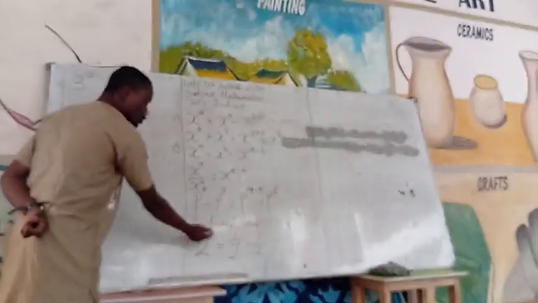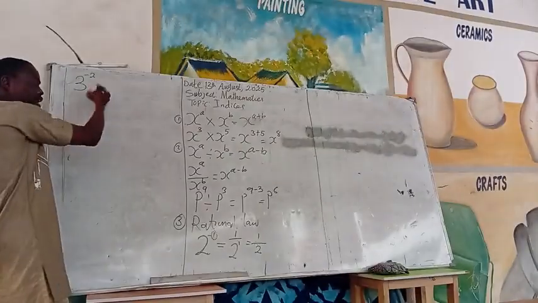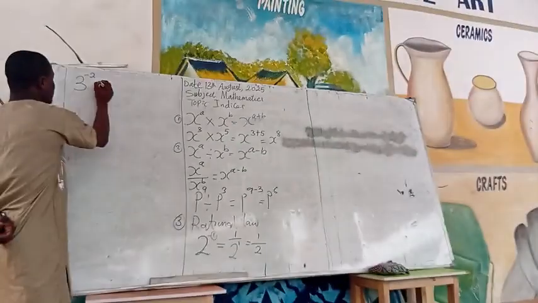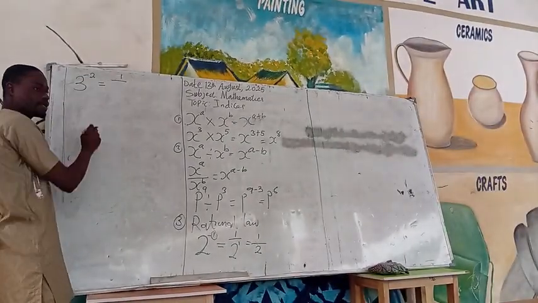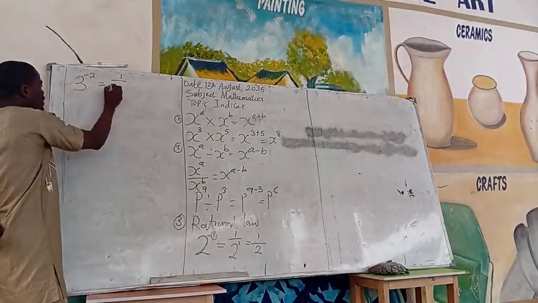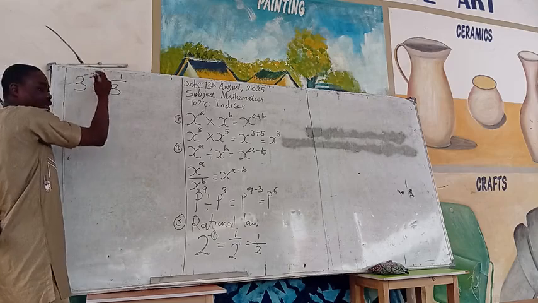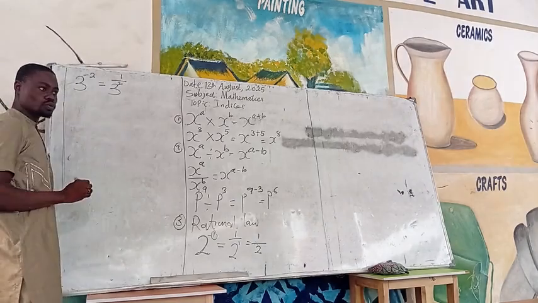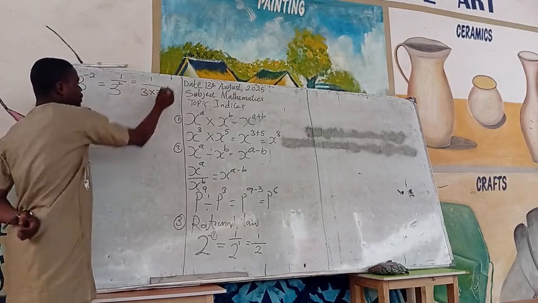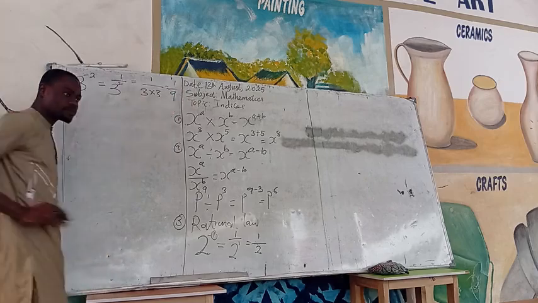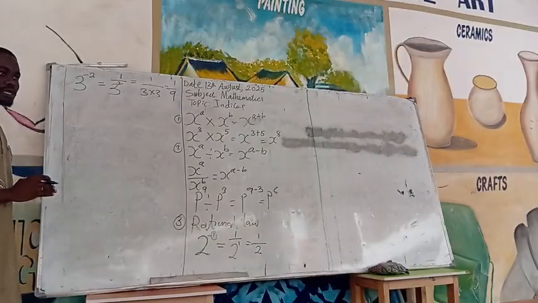Now, if you have 3 raised to power minus 2, it is different from 2 raised to power minus 1 because the power of this one is 1, but this one, the power has changed to 2. Which means the minus gives us 1 over 3 raised to power 2, which is equal to 1 all over 3 times 3, which is equal to 1 over 9. Hope it's very simple, right?